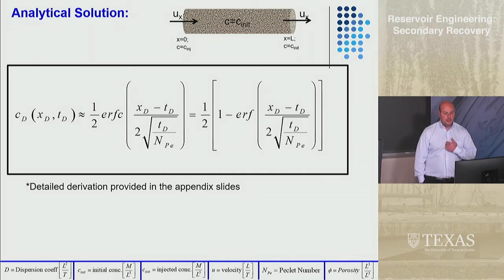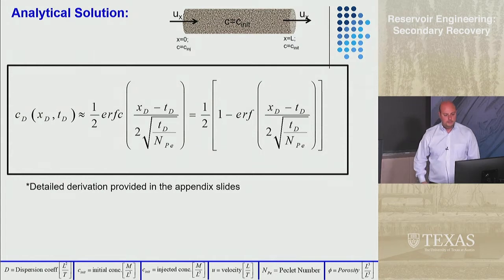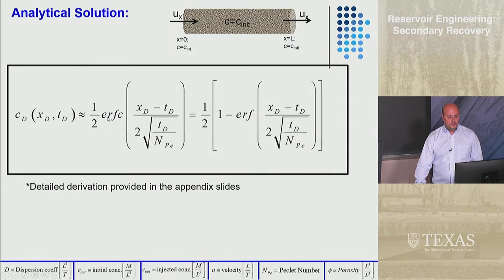So what we learned last time is that the dimensionless concentration as a function of space and time is given as here. So it's approximately equal to 1/2 the complementary error function, erfc, of the position XD minus the time TD, divided by 2 over the square root of TD times the Peclet number. I say approximate because there is an additional term that you would need to include, but it's almost always negligible, at least for moderate to high Peclet numbers. As I mentioned, those are the cases we care about.